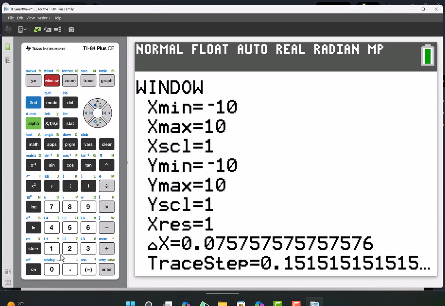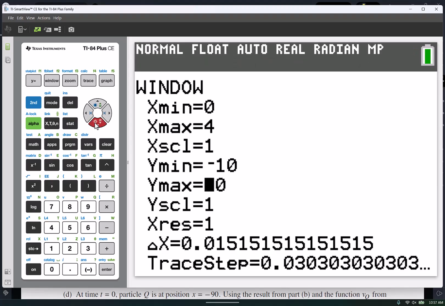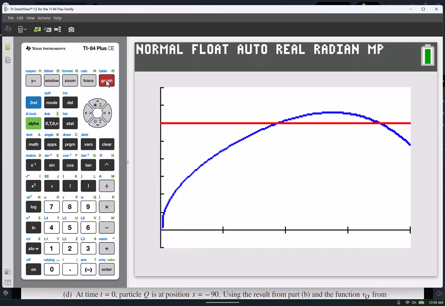Put x min 0, x max 4. And now where it says y min, negative 10, you can leave it alone. Y max, I'm going to make it like what? 80, 90, 70, any number that's bigger than 60. And then y scale, if you don't want to see the whole y-axis bumbled up, make it by 10 or any number that's reasonable. Push graph.